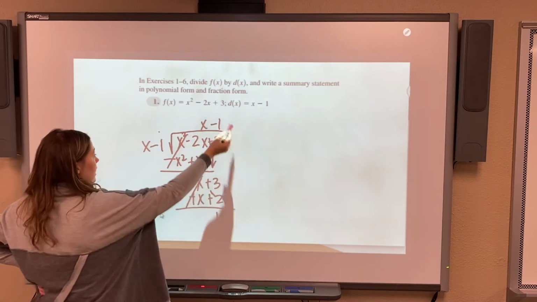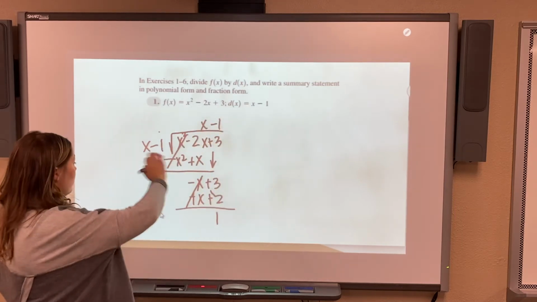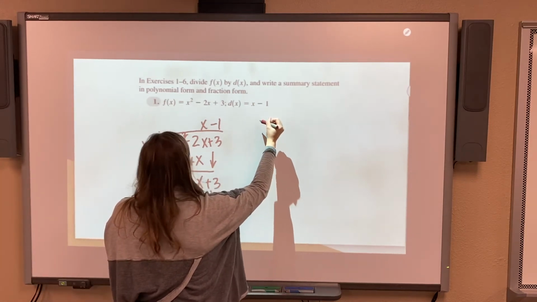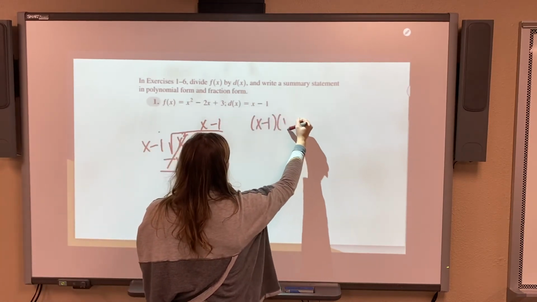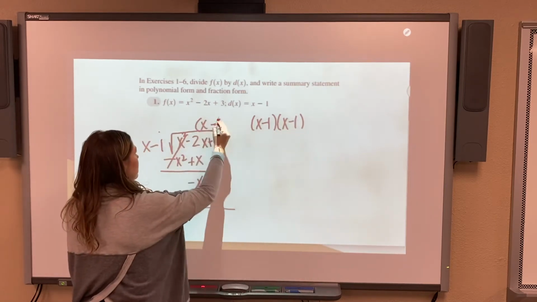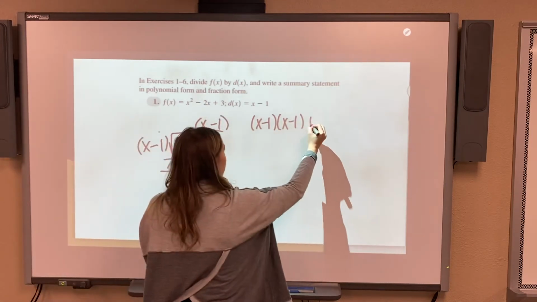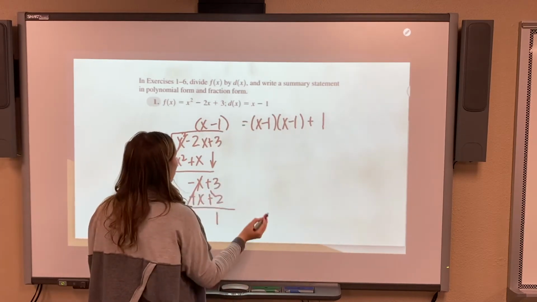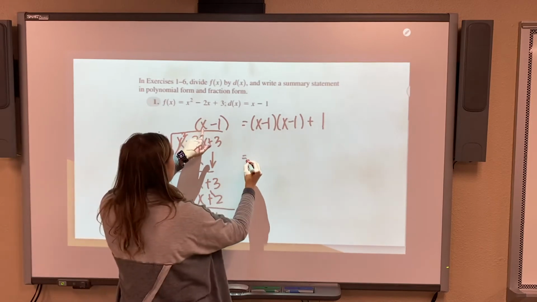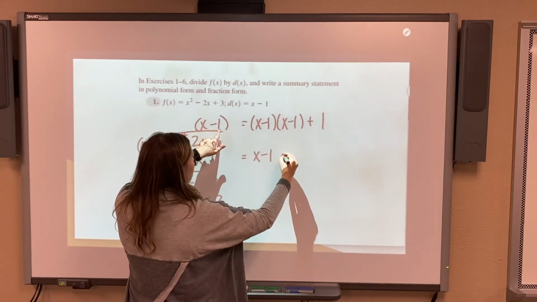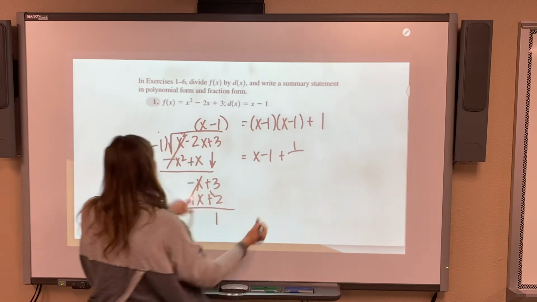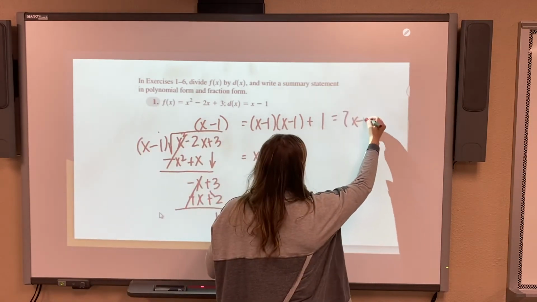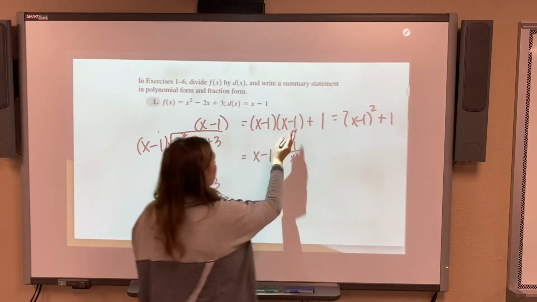So here is our remainder, the remainder is 1, and if we did it in polynomial form, we would get x minus 1 times x minus 1, and then plus a remainder of 1. So there's that one answer, or the most common one that you're going to see is the fraction form, x minus 1, then plus 1 over x minus 1. And you can even go further to say x minus 1 squared plus 1, because those are two of the same factors.